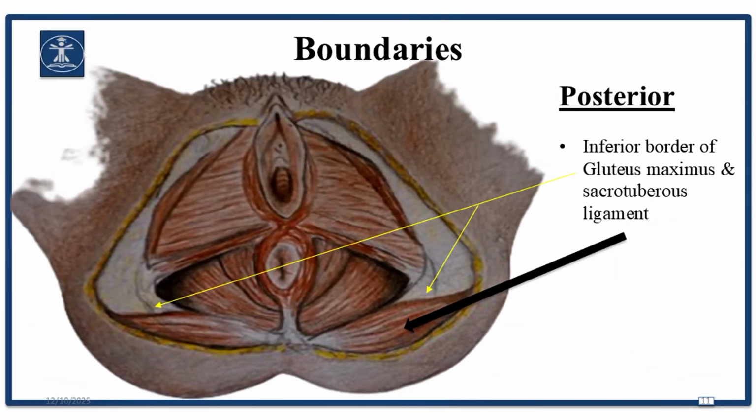For the posterior border of the Ischioanal Fossa, we have the inferior border of the gluteus maximus and the sacrotuberous ligament. The sacrotuberous ligament is the ligament that is joining from the ischial tuberosity to the sacrum, while the gluteus maximus is the major muscle of the gluteal region. Together, they form the posterior border of the Ischioanal Fossa.